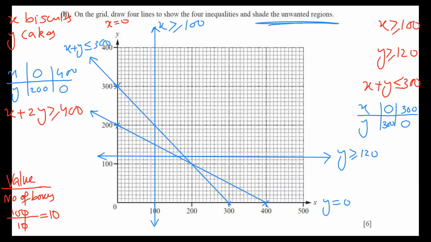Here on the top, look at here. Shade unwanted. How to shade unwanted? First of all, let's start with this line. When we have a horizontal line, we talk about above or below. When we have a vertical line, we talk about right or left. And when we have a slant line, again we talk about above or below.